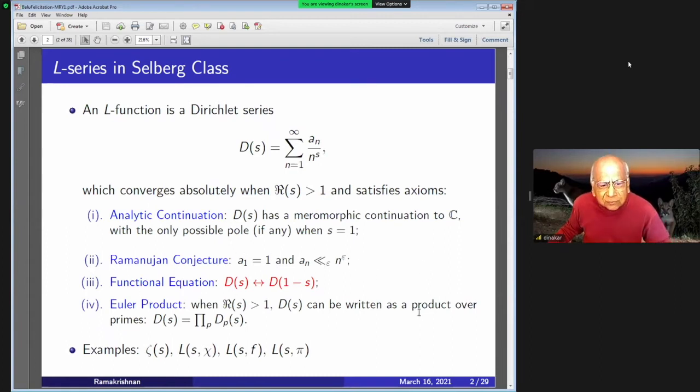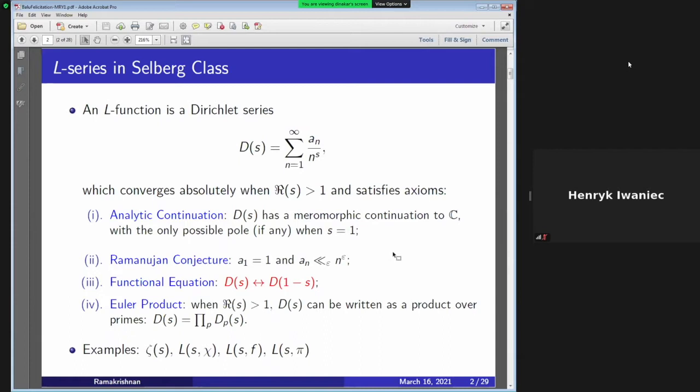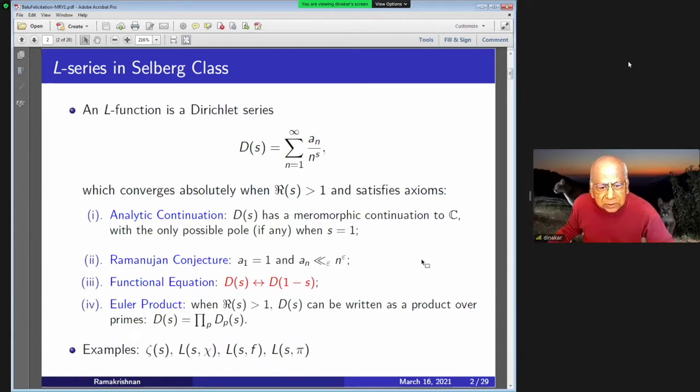I'm going to assume the following things, usually assumed in the Selberg class: analytic continuation and only a possible pole at s equals 1. And I'm going to assume the Ramanujan conjecture, which makes a lot of things easier. Maybe it can be improved when it is not assumed, but we haven't looked into it very carefully because at certain places we have to use that the representations are tempered, which is the same thing as this.